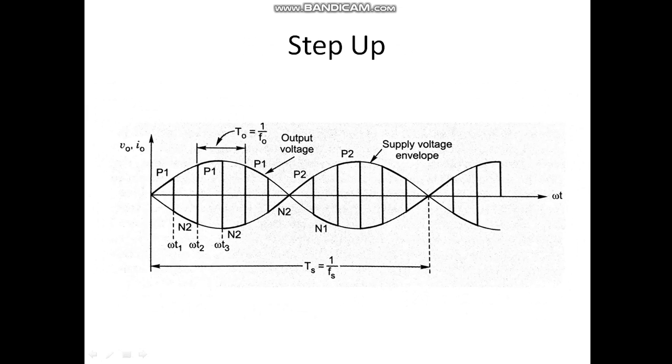Here you can see the input frequency is like this. This is the wave, so this is one cycle. T is equal to 1 upon Fs, or Fs is equal to 1 by T. From here it will start. This is one cycle. But by using the cycloconverter, we have made several cycles like this. So the frequency is stepped up around 6 times. Let's see how it works.